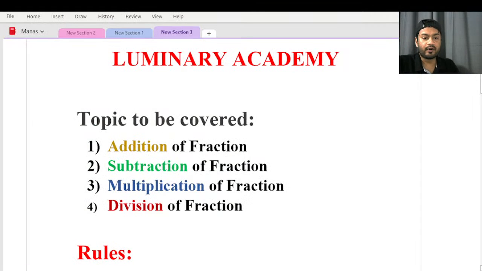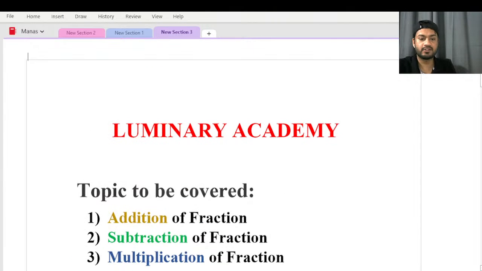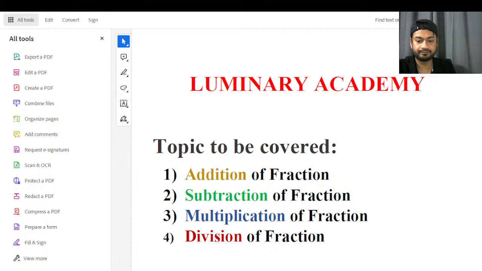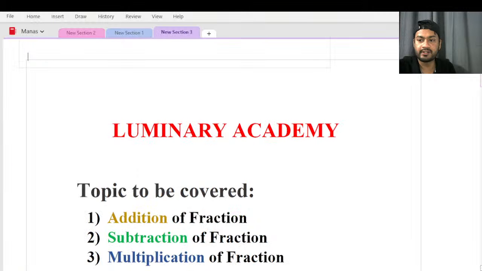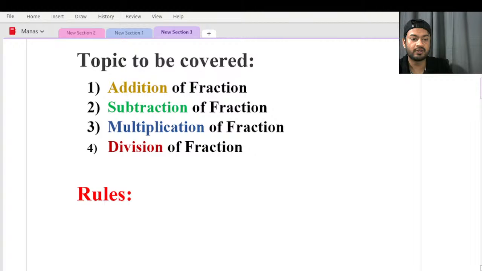So the first important thing is that we need to know how to add fractions. The first rule is to make the denominator the same. Suppose it is 3 by 4 and you want to add 2 by 2, so we need to make the denominator the same. That will be 3 by 4 plus 4 by 4, so this will be 7 by 4, right? So to add fractions we need to make the denominator the same.